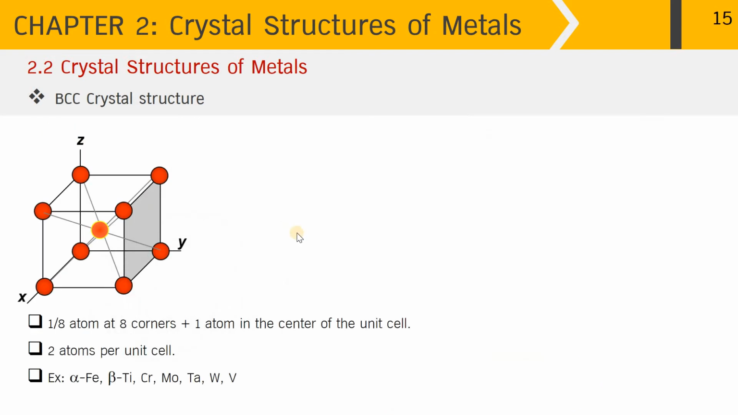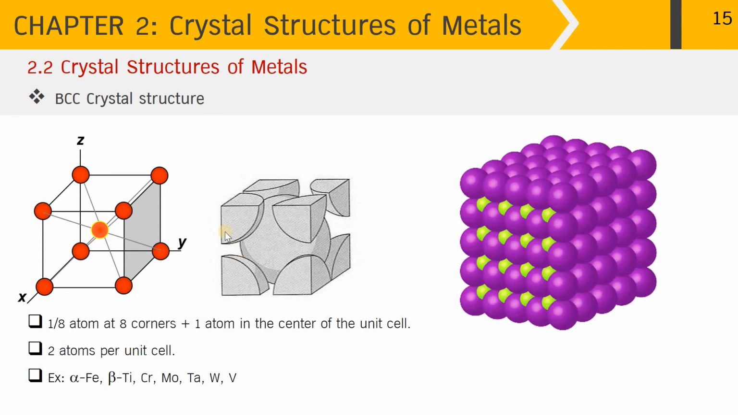And now let's have a look at the BCC structure and see how many atoms lie within the cube. I introduce you here again 8 atoms on 8 corners. And for the BCC structure, there's 1 atom in the middle. Therefore, in the same case, we have 1 over 8 atom at 8 corners, hence we have just 1 atom, and 1 atom here in the center. So overall, we have 2 atoms per unit cell for the BCC structure.